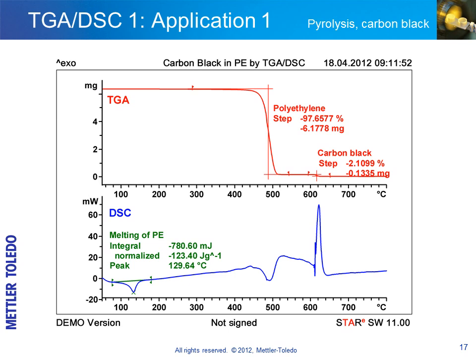The DSC curve shows the endothermic melting peak of polyethylene at about 130 degrees. Pyrolysis of the polyethylene produces an endothermic peak. This is followed by the strongly exothermic combustion of carbon black immediately after switching to oxygen.